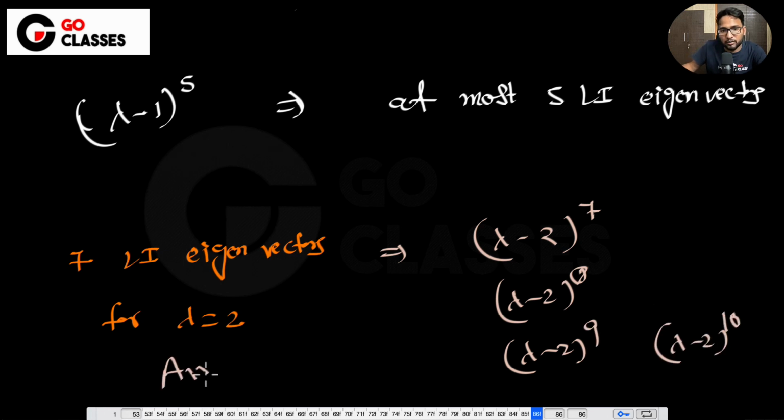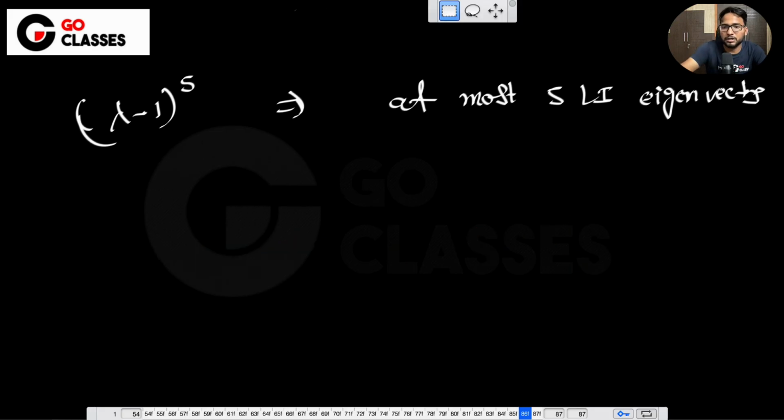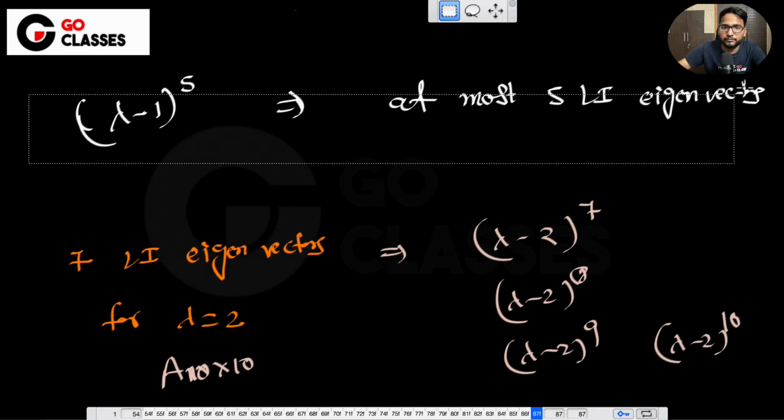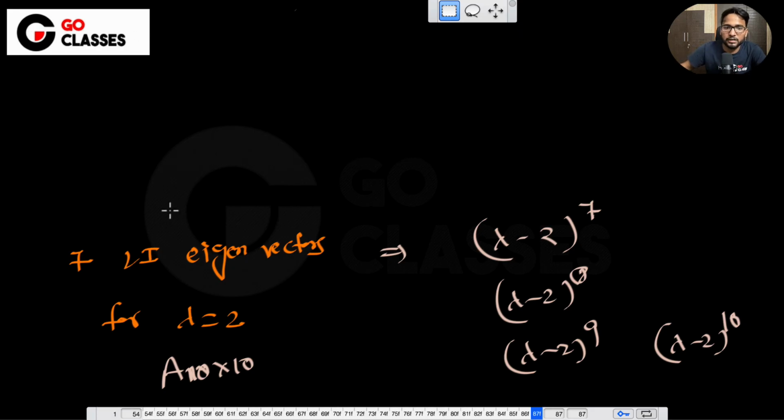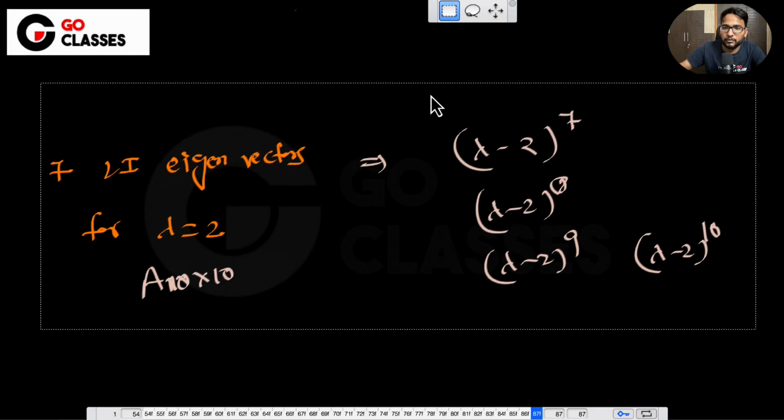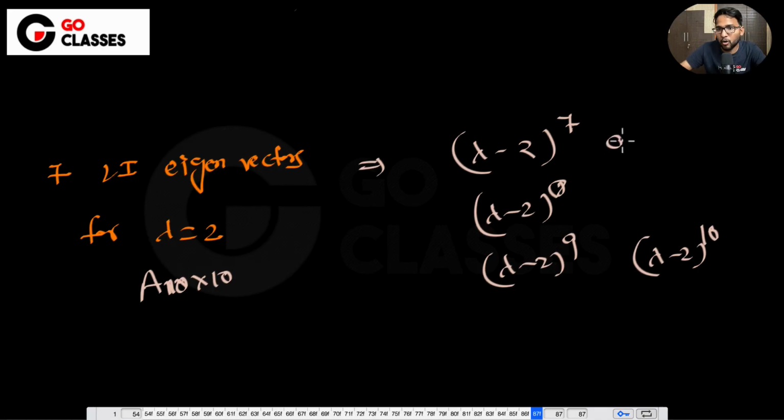Let's suppose A is 10 cross 10. Okay, let me just write one of the examples on one page so that it is not confusing. Suppose A is 10 cross 10, then you will be having lambda minus 2 power maybe 7 or maybe 8 or maybe 9 or maybe 10. It cannot be more than 10 because A is 10 cross 10. So the characteristic equation polynomial will be of power 10, right?